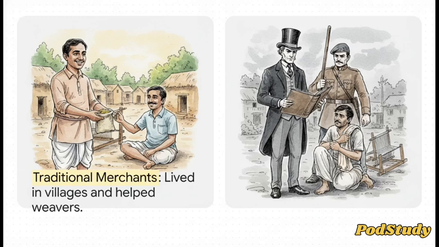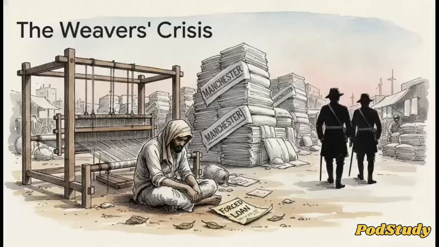But the British East India Company replaced them with people called Gomasthas. A Gomasthas was basically a paid outsider servant. Think of the difference between a friendly local shopkeeper giving you groceries on credit versus an aggressive, ruthless bank loan recovery agent jo security guards ke saath ghar aa jaye. These Gomasthas literally marched into villages with sepoys.